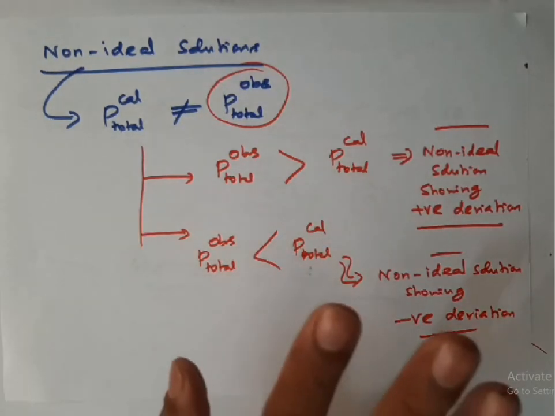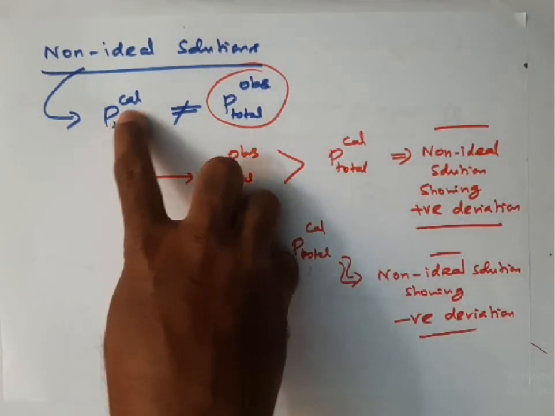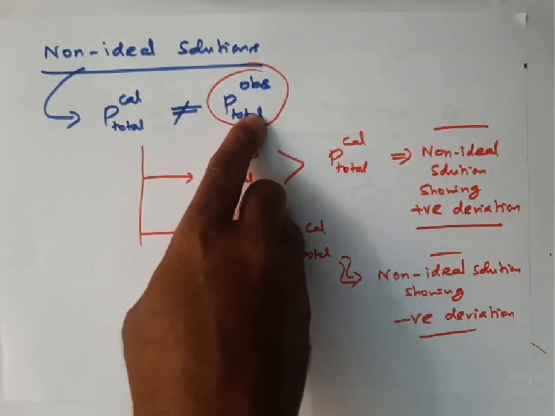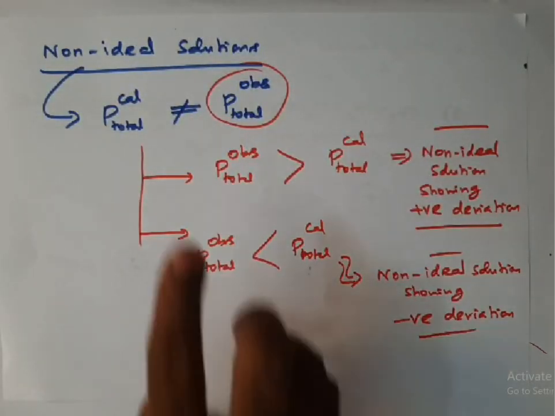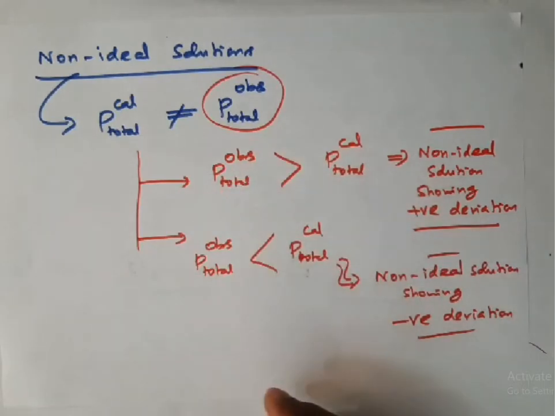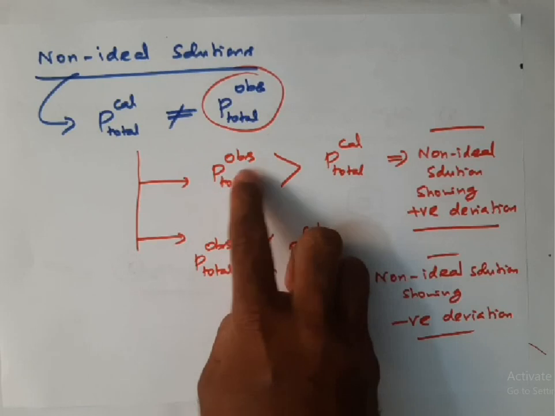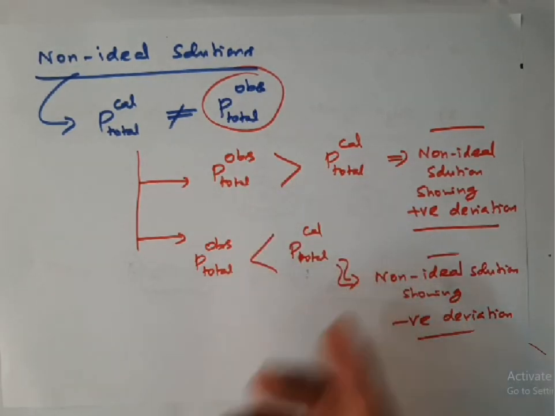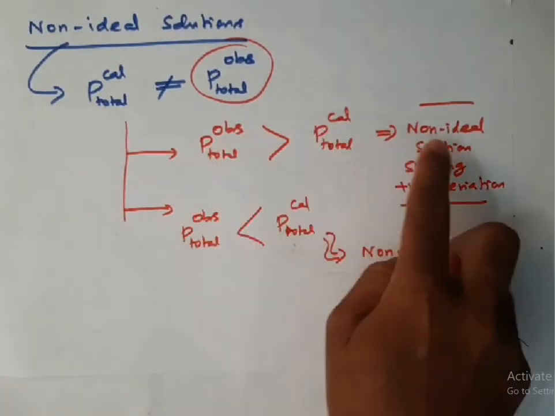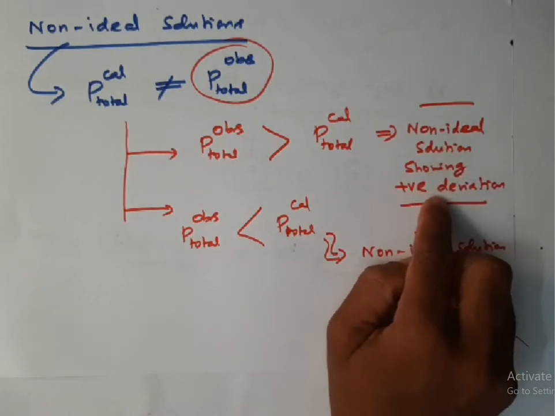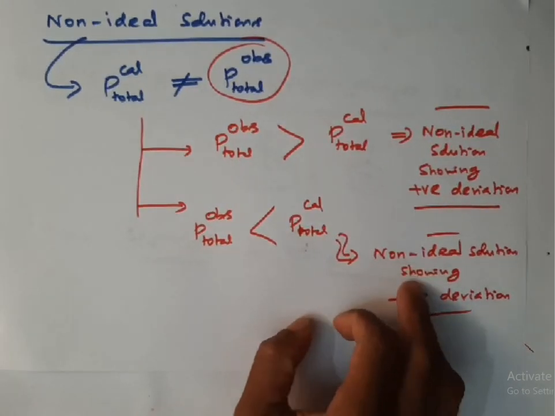What is meant by a non-ideal solution? Very simple. You calculate the total pressure using Raoult's law and measure the total pressure experimentally. If the two are not equal, the solution is non-ideal. Then two cases arise: the observed total pressure may be greater than calculated, or less than calculated. If greater, it is a non-ideal solution showing positive deviation. If the observed total pressure is less, it is a non-ideal solution showing negative deviation.